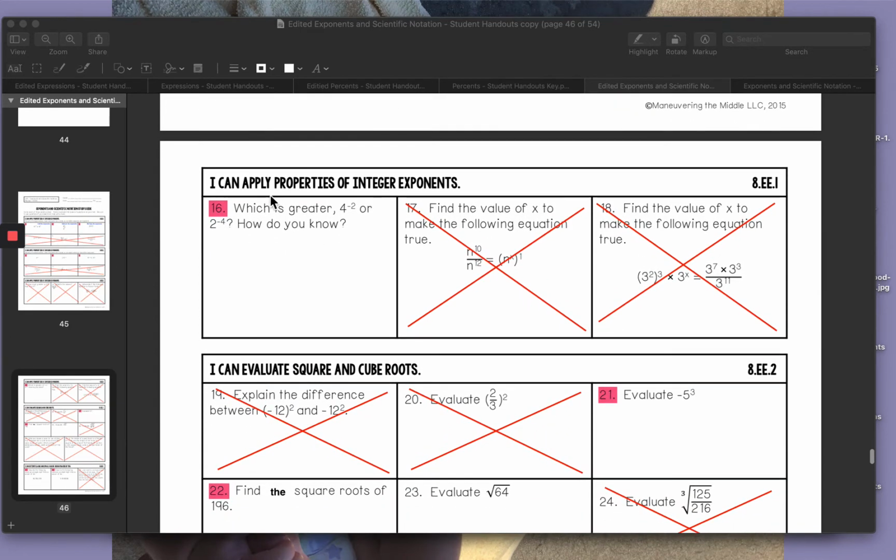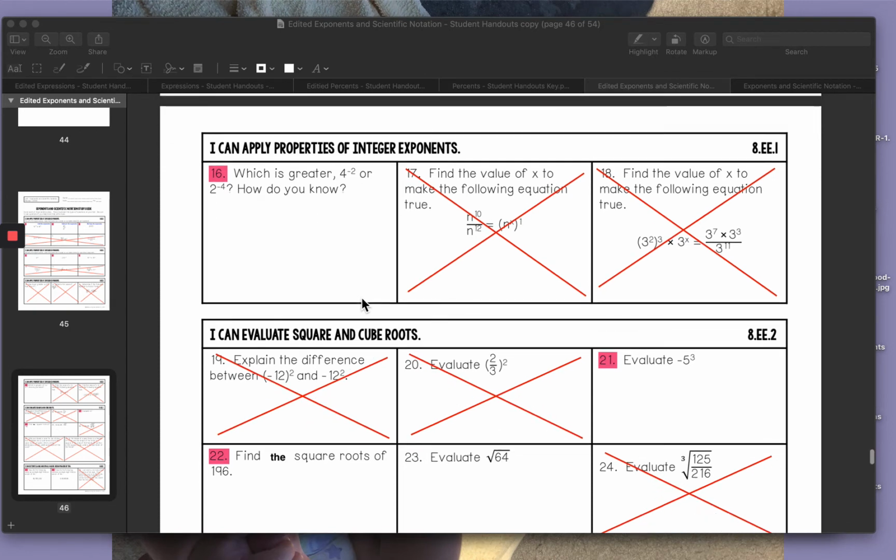On the second page, it says I can apply properties of integer exponents. All you have to do in this box is number 16, which is greater: 4 to the negative second or 2 to the negative fourth. So how do you know? It's asking you which is greater. But if you get the same answer for these, they will end up being the same. It will not be greater than or less than. You can just say they are equal.